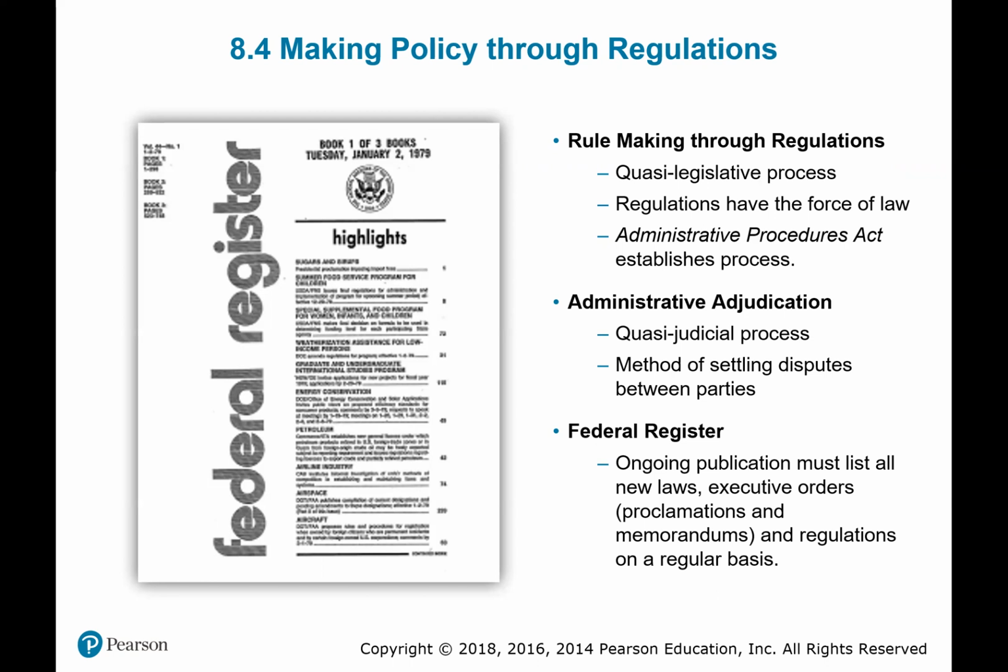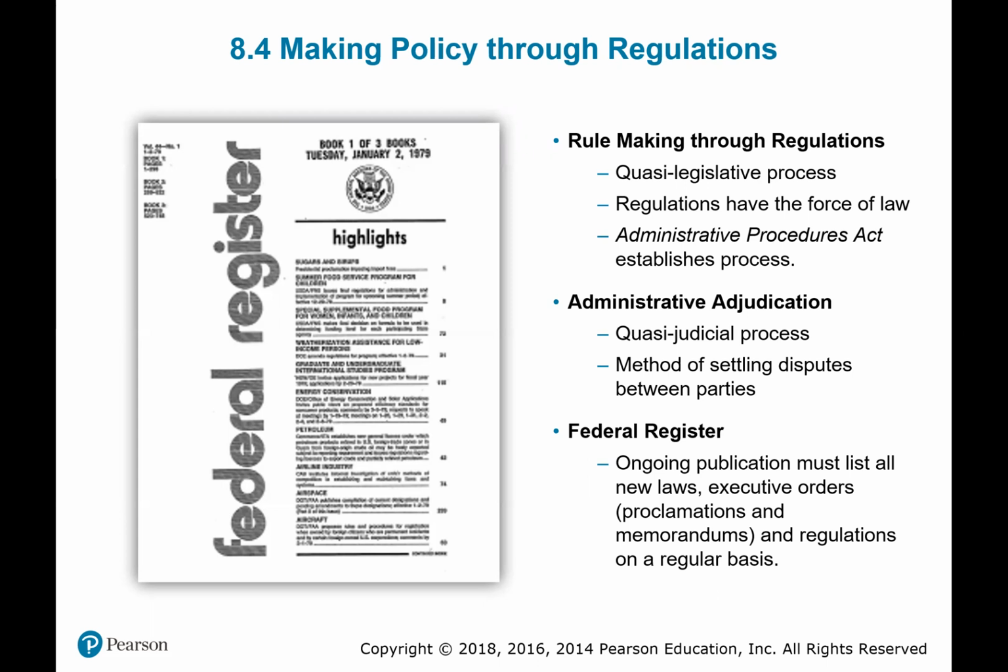Another issue brought up in the text is administrative adjudication. It's kind of like an arbitrator, and it's a quasi-judicial process. And this is to handle disputes between parties within the executive branch or brought toward the executive branch. They want to handle it in-house through an arbitration process called administrative adjudication. And so that's done quite a bit between agencies.